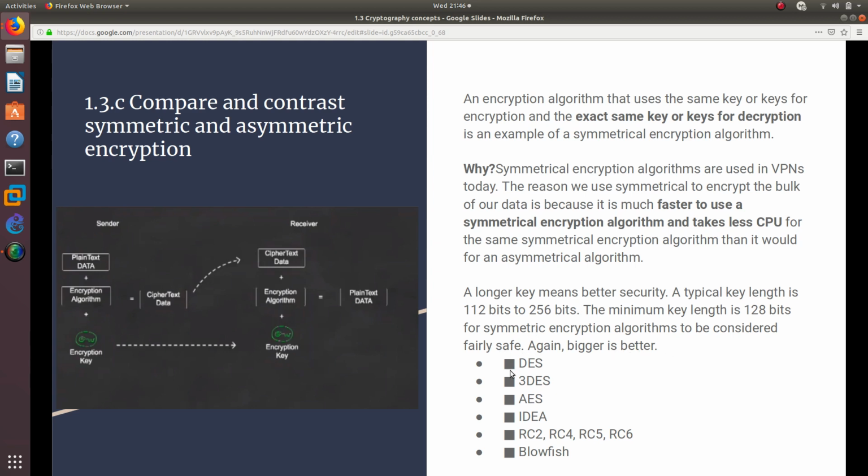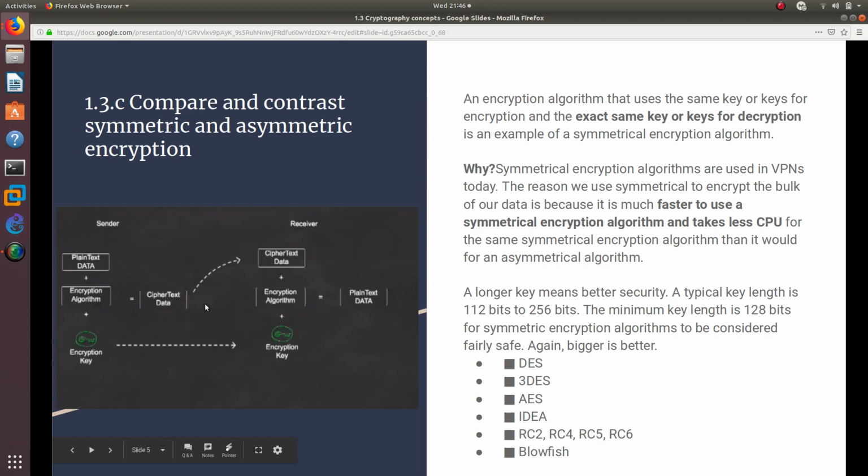And here are some of the symmetric algorithms that you can use. As you can see right here, we have DES and 3DES, which runs DES three times. Then we have AES, which is the one used by the government. Then we have IDEA, then RC2, RC4, RC5, and RC6. And we also have Blowfish.